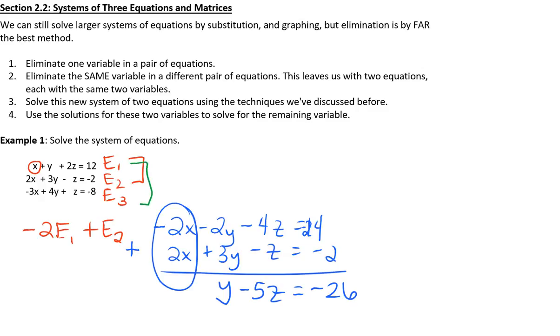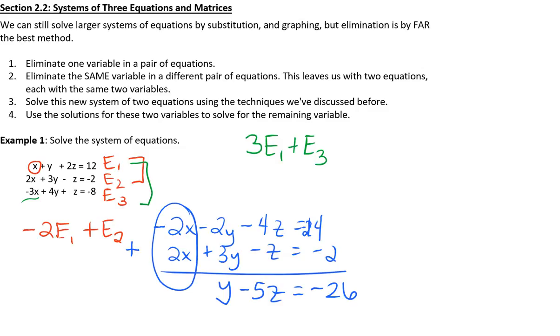Again, I'm sticking with equation 1 because it has a 1 coefficient for the x, so it'll be easier to work with. So if I want to eliminate the x by combining equation 1 and equation 3, that means I'm going to need 3 copies of x in equation 1. So we will take 3 times equation 1 plus equation 3, and this new equation should eliminate the x.